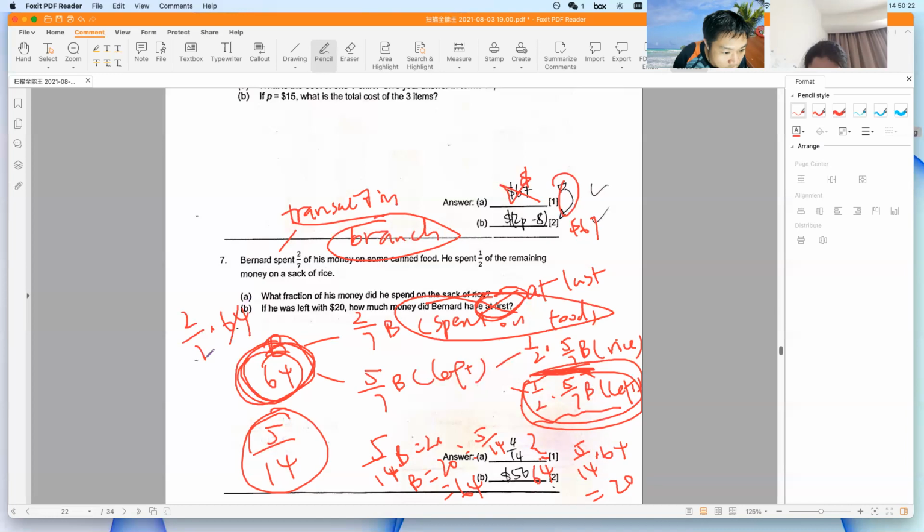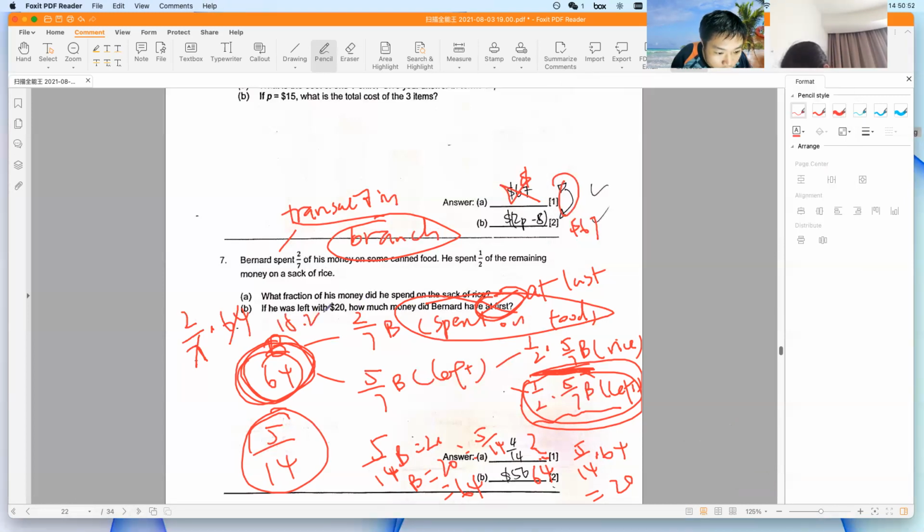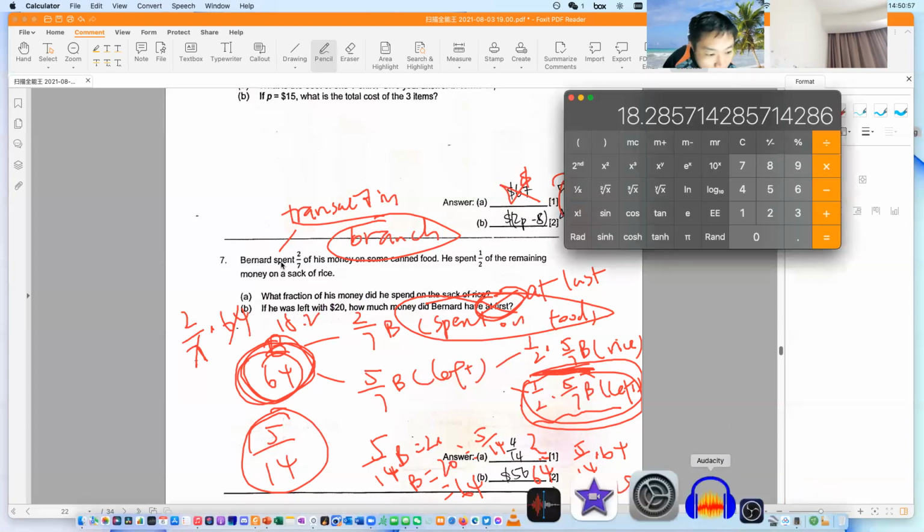2/7b is 64. So this is smart. Yes. So 64 divided by 7. 64 divided by 7 can or not? Can divide or not? Cannot, right? Round off, right? Yeah, let me round off. So 2 times 64 divided by 7. Yeah, round off. So it's 18.2. Do I round up or round down? Round up.